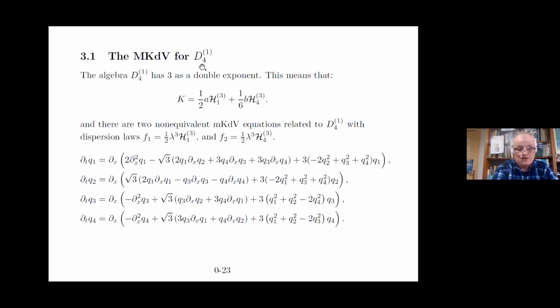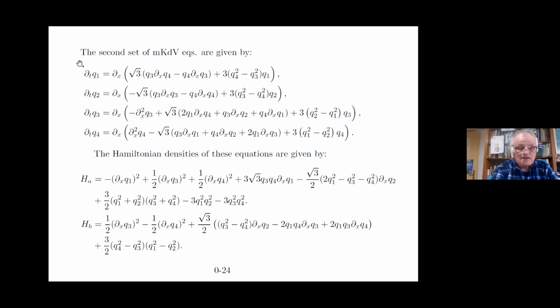And I start with the simplest non-trivial equations. These are the two equations related to D4^(1) and having this dispersion law. So the first one, when F1 is proportional to H1 3, then this is the set of these 4 equations, as you see. The second set of such MKdV equations are these ones. They are different, of course, and we can write down the Hamiltonians here.